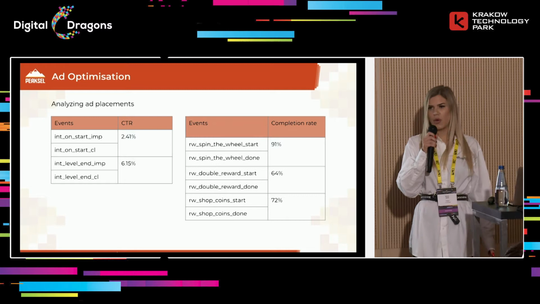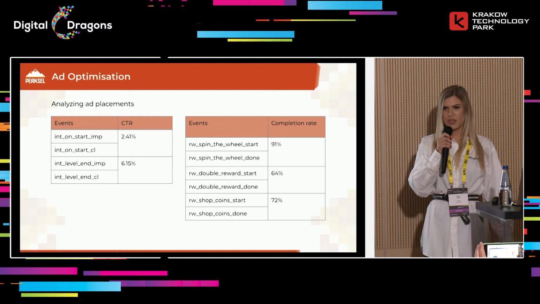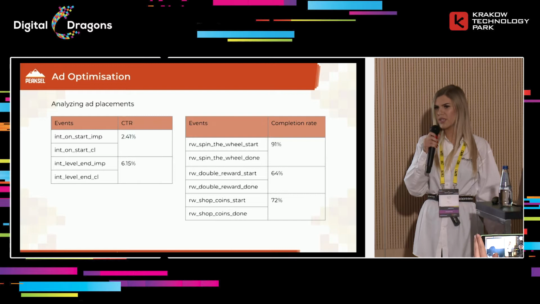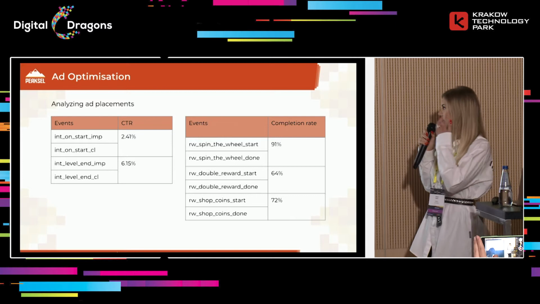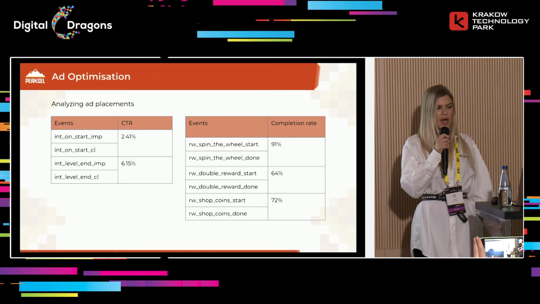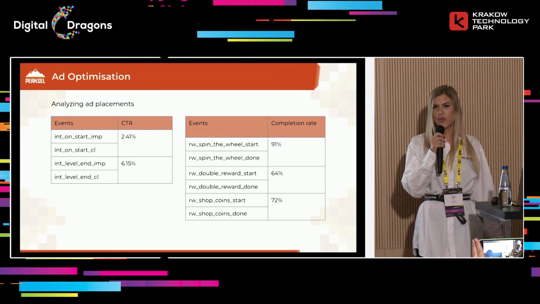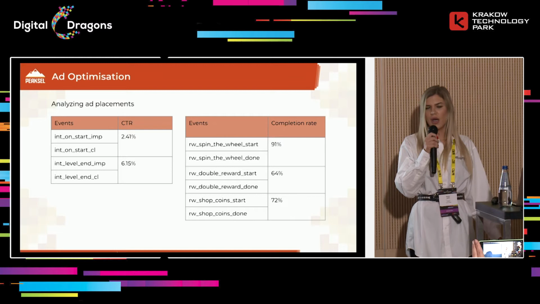The next thing is analyzing ad placements. Here we don't do A/B tests, but we measure CTR and completion rate. We have some standard placements for all three. For example, for interstitial on level start and level end. For rewarded, as you can see here in the example, spin the wheel, double reward, then some places in the shop. Basically, here we measure which placement is good and which placement we need to modify and improve more with our game design, or we choose some other reward type, which I will talk about later.